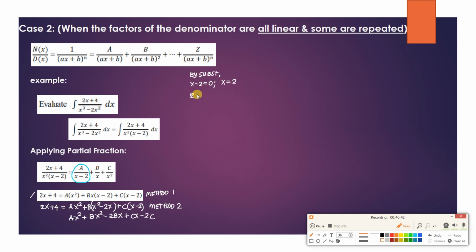So, we have 2 times x, where x is 2, plus 4 equals a x squared. Form 1 tayo, method 1 ha. Okay, x squared is 2 squared plus b times x, which is 2, times 2 minus 2, plus c times 2 minus 2. So, 2 times 2 is 4, plus 4, we have 8. A, 2 raised to 2 is 4. Yung 2 minus 2, 0, times 2b, 0 na rin. 2 minus 2 is 0, times c is 0. So, we have 8 equals 4a, divide both sides by 4. We're going to have a is equals to 8 over 4 or 2.